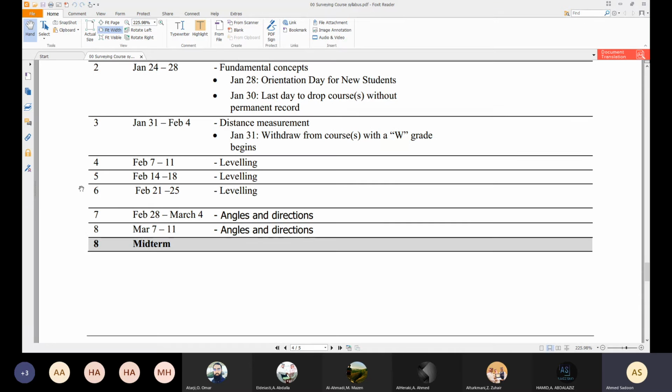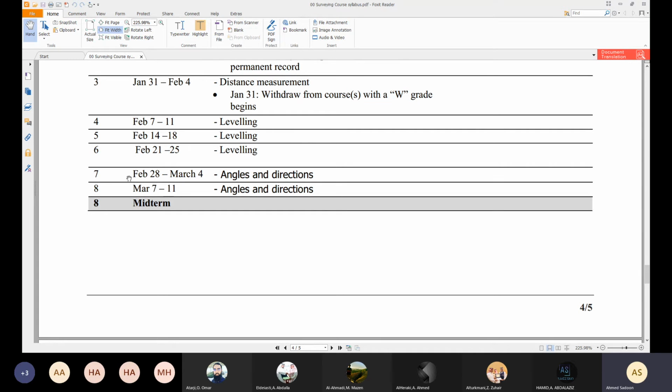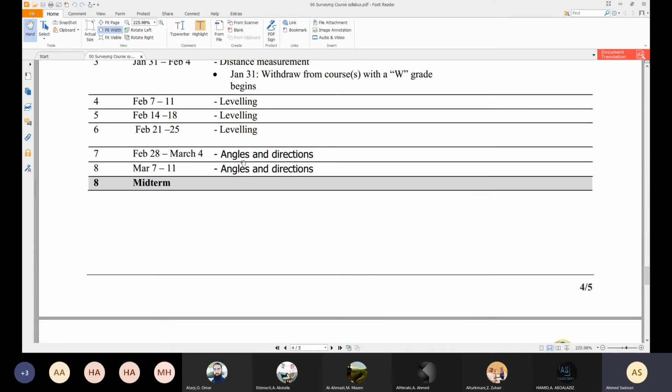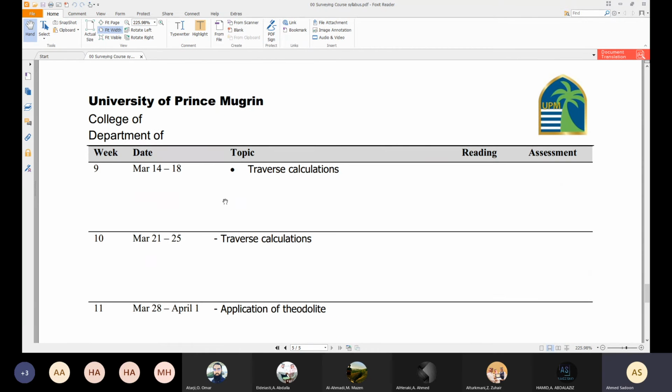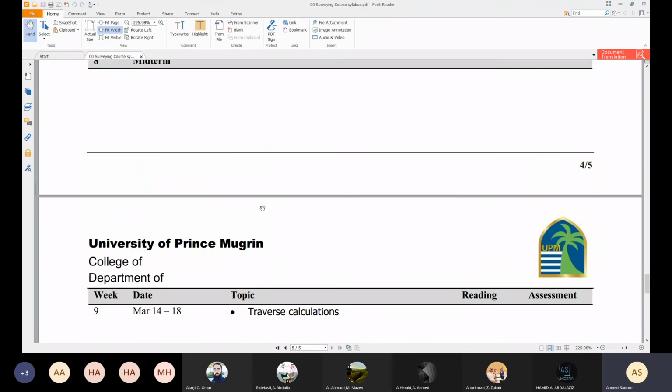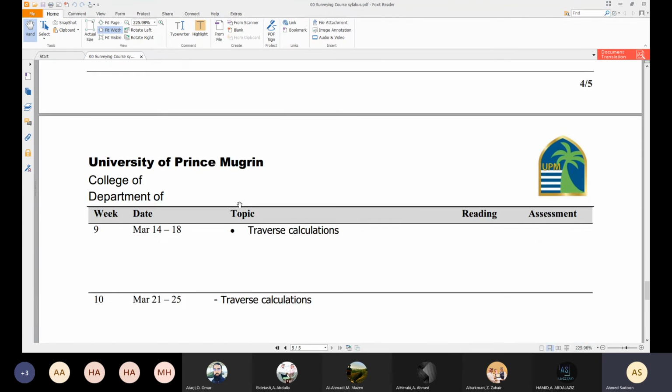In the fourth, fifth, and sixth weeks, we are going to discuss leveling. The leveling process is very important. Through the leveling process, we'll be able to know the difference in height and elevations. Then after that, in the seventh and the eighth week, we are going to learn about angles and directions. Of course, it's very important to measure the angles in surveying, whether vertical or horizontal angles. Then we are going to understand how the traverse calculation is going to work. You can consider this as the application for the angles and directions.